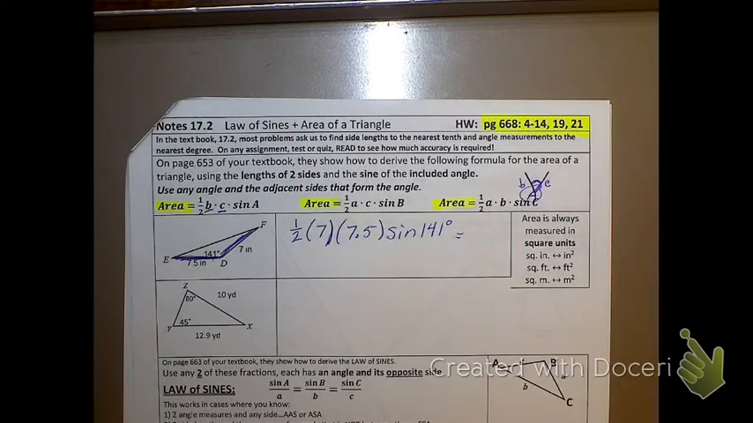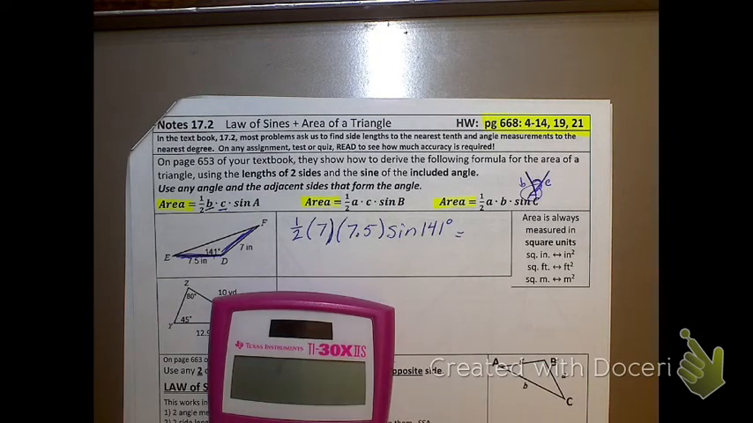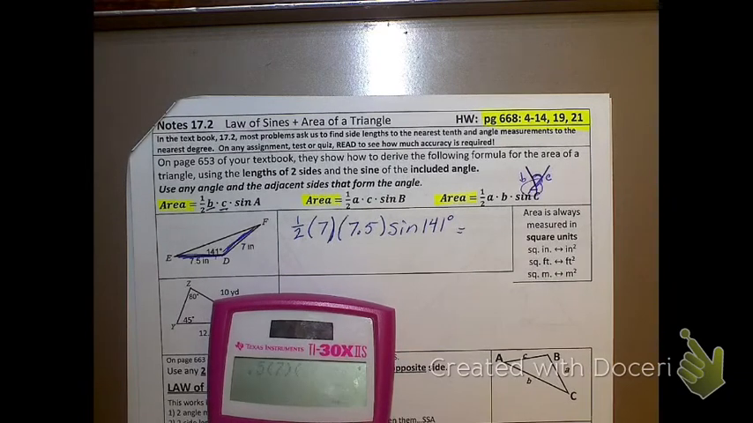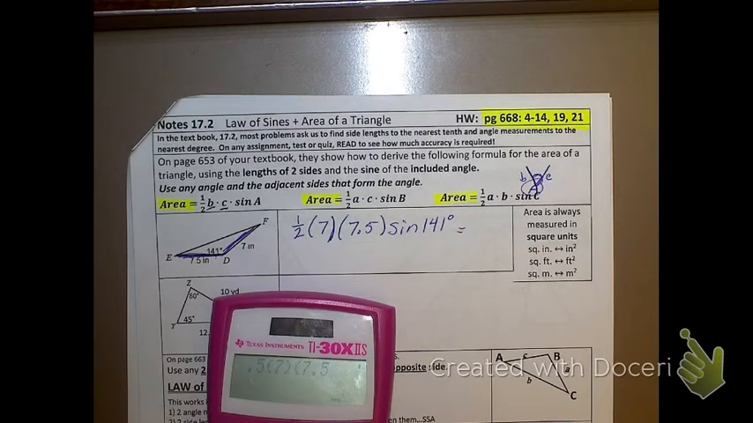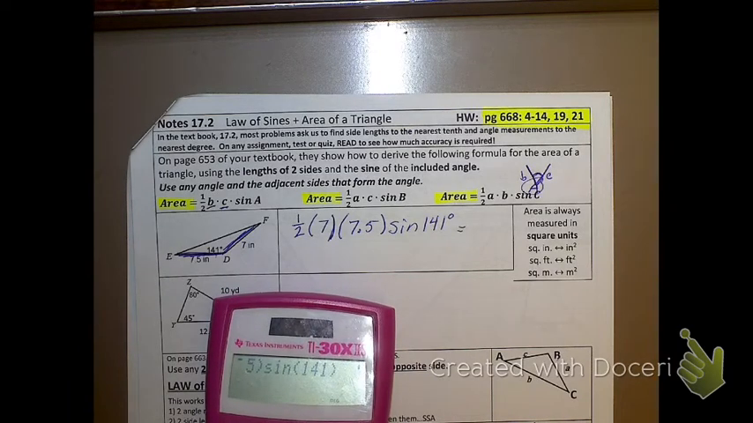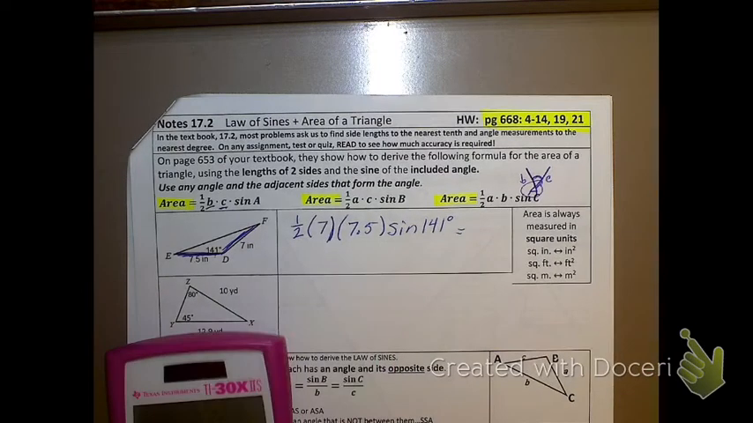Does that make sense? So from there, I just go to my calculator. Make sure you have your calculator out. 1/2 or 0.5 times 7 times 7.5 sine 141. And you can just type all that in because no plus or minus signs or multiplication signs automatically means multiply. And I have 16.51. We're going to call that 16.5.